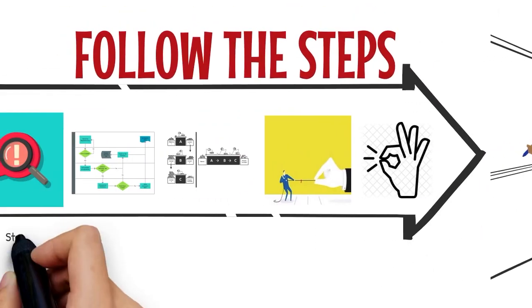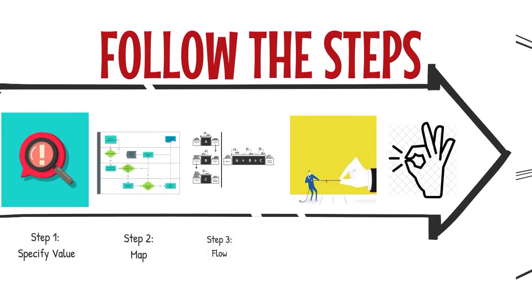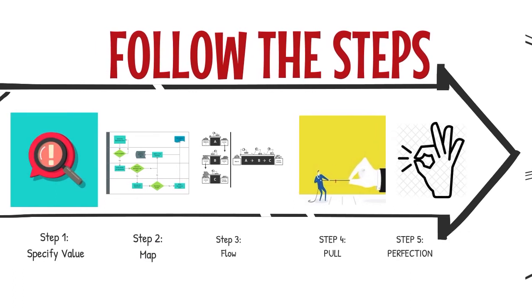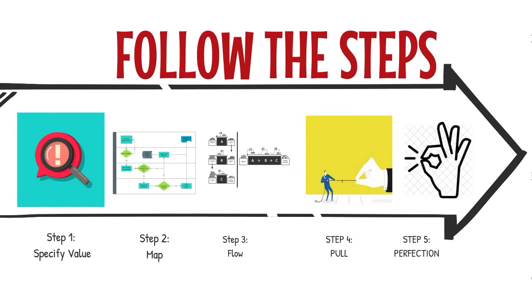Step 1. Specify value from customer perspective. Step 2. Map the process with the process owners. Step 3. Redesign the flow to eliminate waste. Step 4. Pull the process from the customer side instead of pushing from supplier side. Step 5. Aim for perfection. Study and redesign the process continuously.